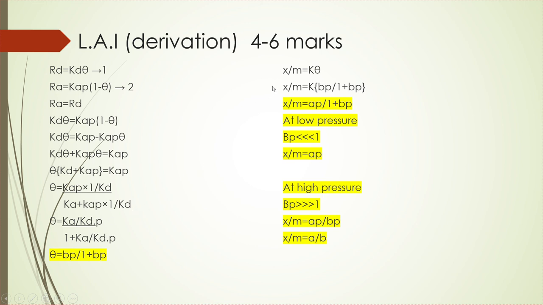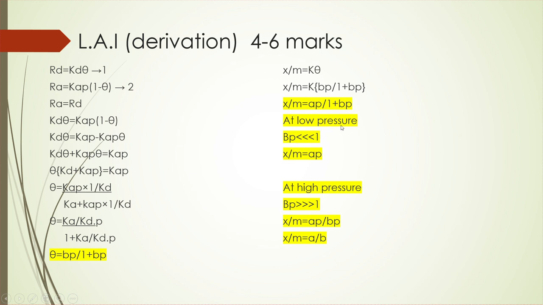Now we want the x by m equation also. Therefore, x by m equals k into theta. We have derived theta, so this value is substituted here and we get x by m equals k b P by 1 plus bP. Here k into b is known as a. Therefore, x by m equals aP by 1 plus bP.